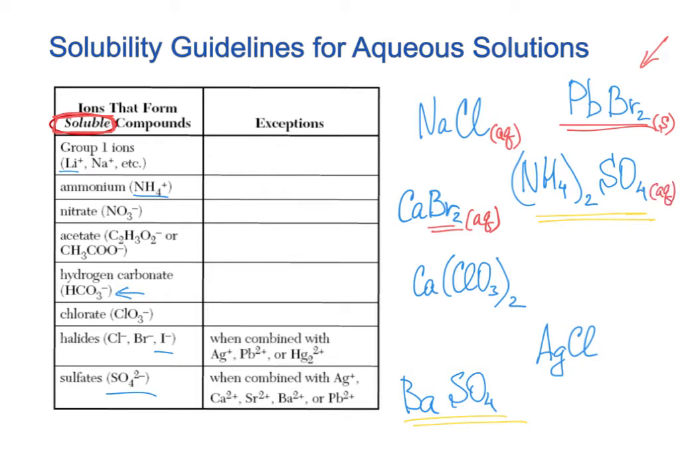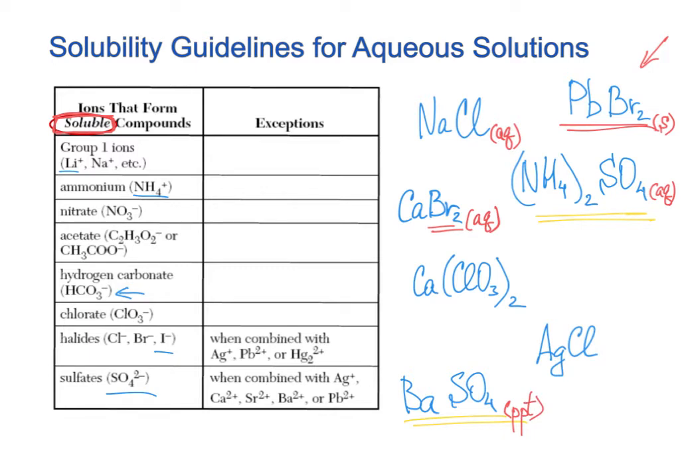However, if we look at our exception box when we are analyzing barium sulfate, we will see that the barium is actually one of the exceptions. When sulfate is paired with the barium, instead of forming a soluble compound as we expected from a sulfate, it will form an insoluble compound that will form precipitate at the bottom of the jar or of the test tube.